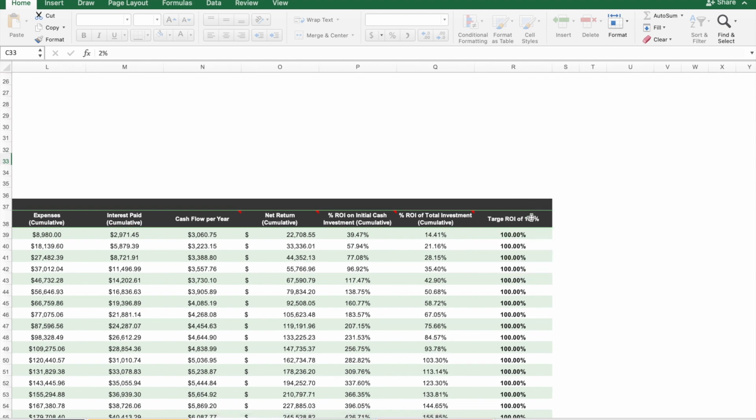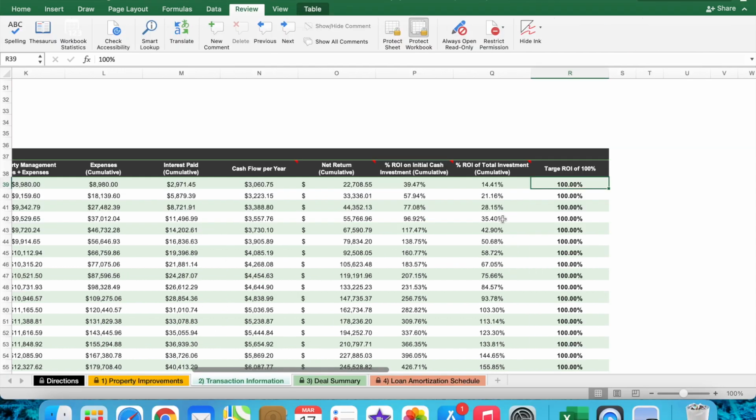And then this last column is your percent target of 100% return on investment. All right, so let's go on to tab 3.